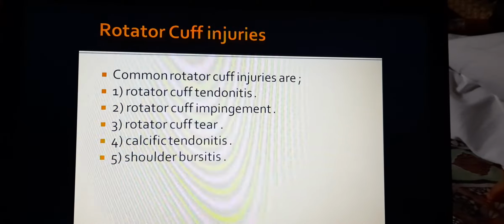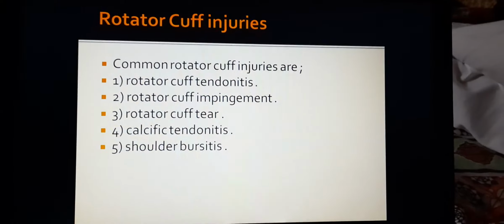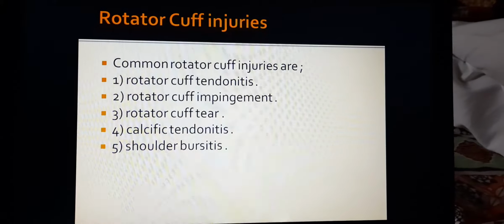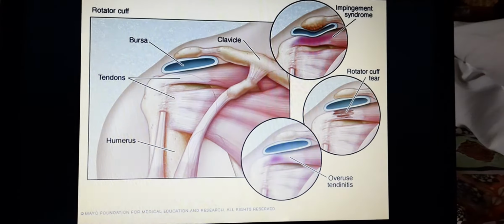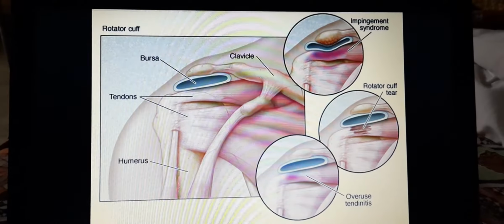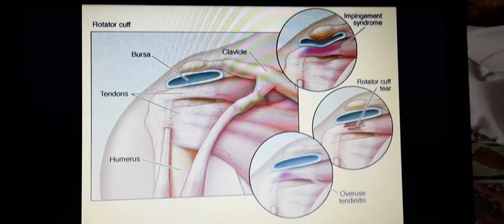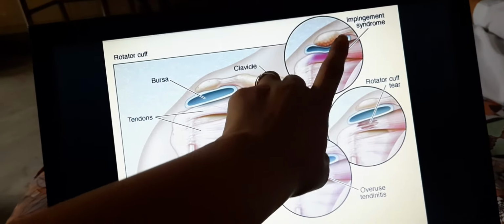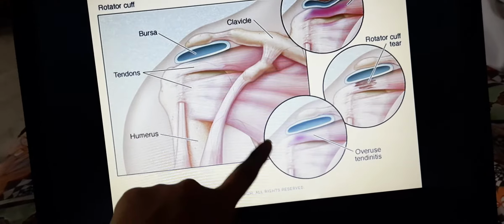Rotator cuff injuries. Common rotator cuff injuries are rotator cuff tendinitis, rotator cuff impingement, rotator cuff tear, calcific tendinitis, shoulder bursitis. This diagram shows different injuries related to the rotator cuff. This is how impingement syndrome happens. This is the rotator cuff tear, overuse tendinitis.